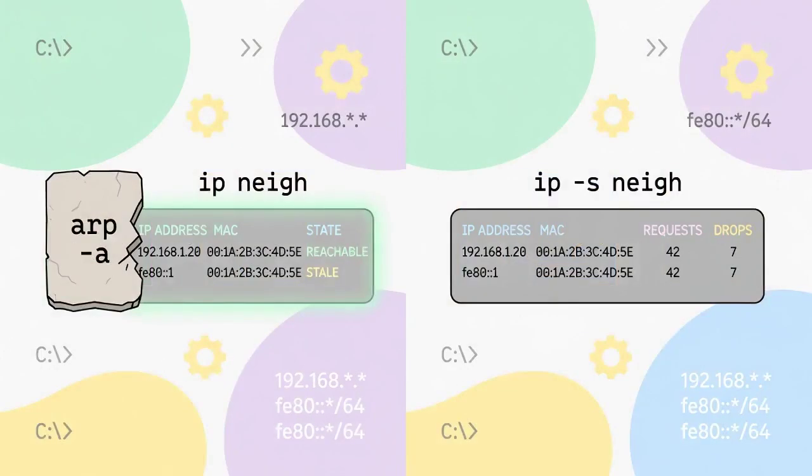The legacy ARP command is obsolete. Modern systems use ip neigh, which shows IPv4 and IPv6 entries in a single unified view with a NUD state column. Adding -s to ip neigh exposes drop and confirmation statistics for troubleshooting reachability issues.